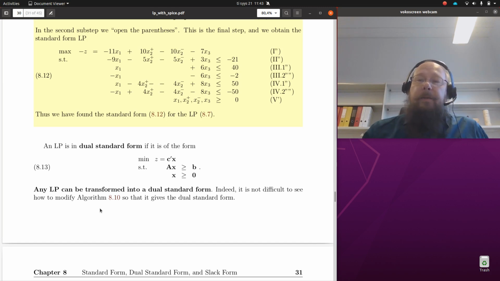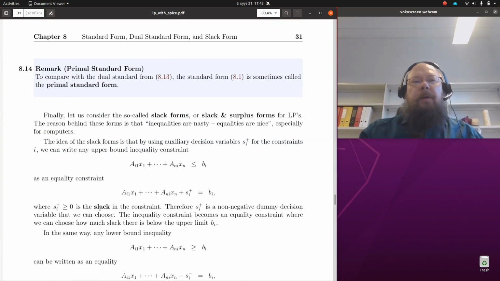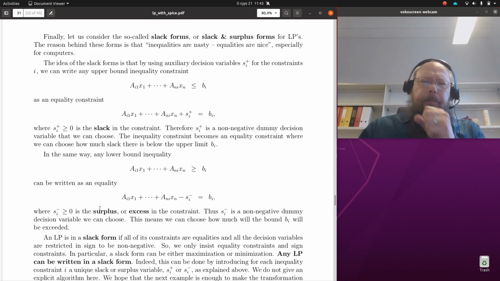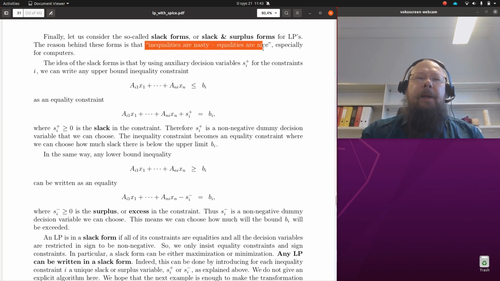Instead, let's go to the final standard form we are considering here. This is slightly different, maybe a bit surprising and maybe not so easy to motivate at this point, but let's have it anyway. These are called the slack forms, or slack and surplus forms. And what's the rationale, the reason behind these forms? These should be the words to live by: inequalities are nasty and equalities are nice.